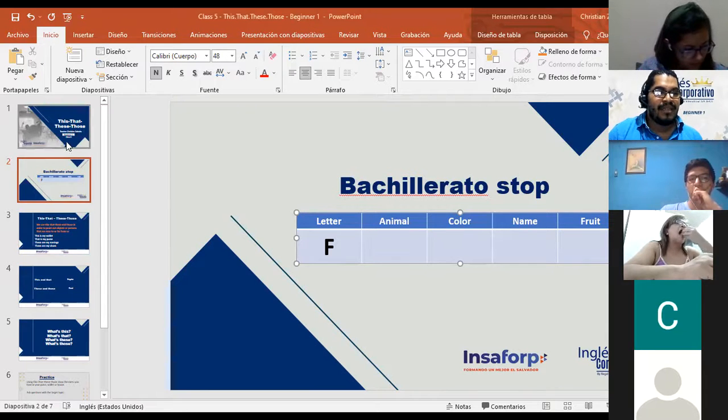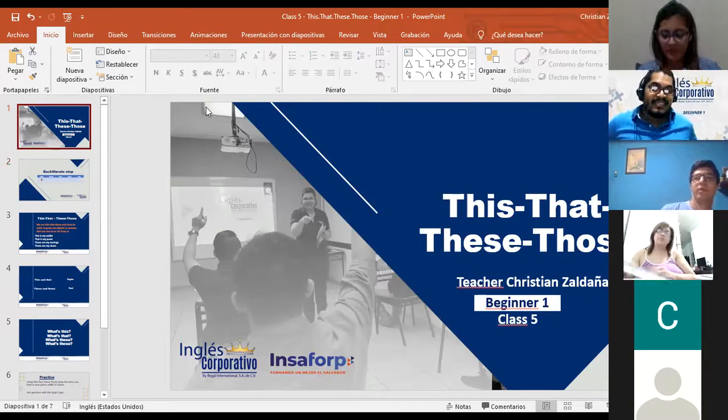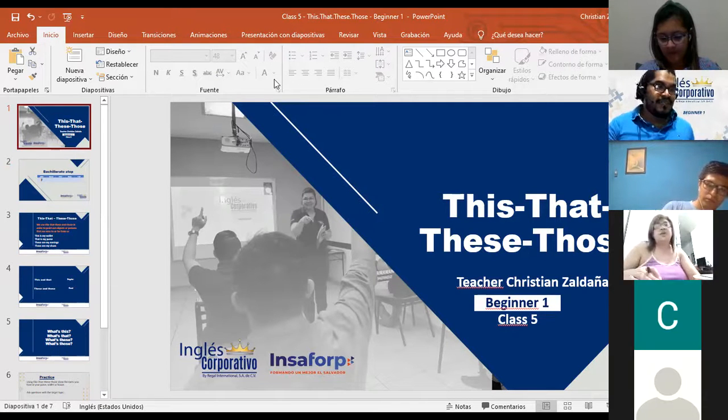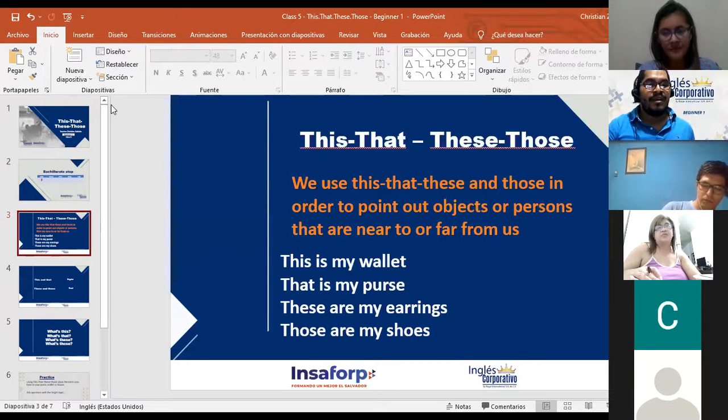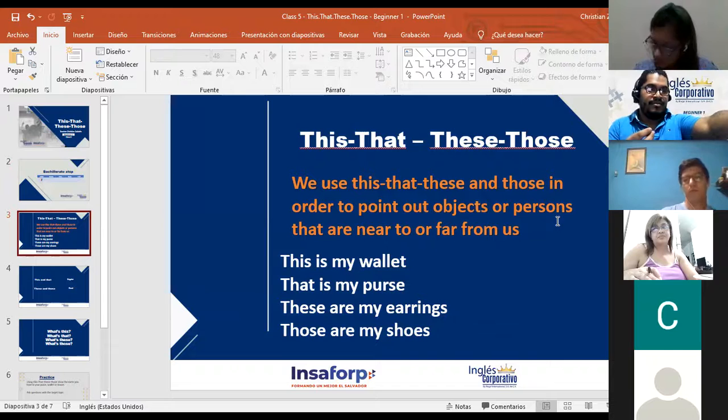Okay, so let's go into the topic now. The topic we're going to see today is this one: this, that, these, and those. So these words, we use them in order to point out objects or persons that are near or far from us. So this and that, nosotros lo vamos a utilizar para decir cosas que tenemos cerca o cosas que tenemos lejos.